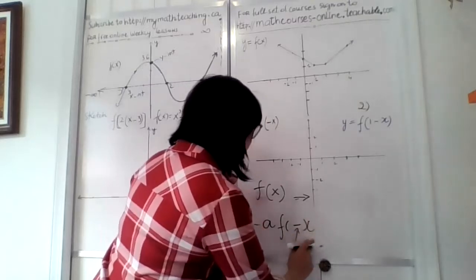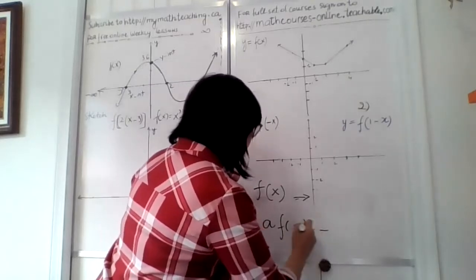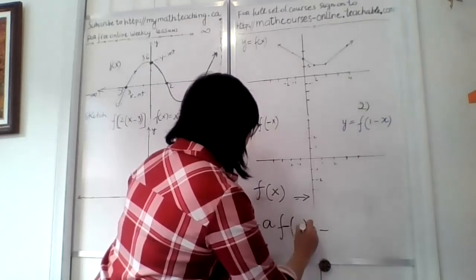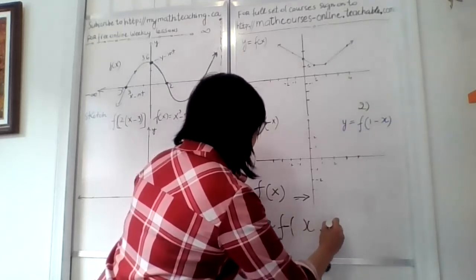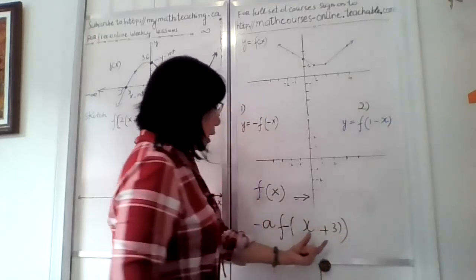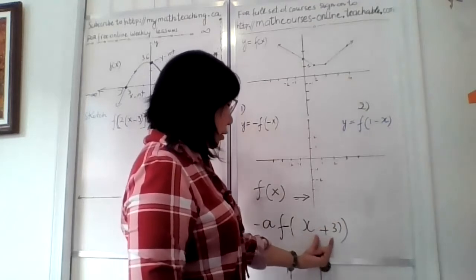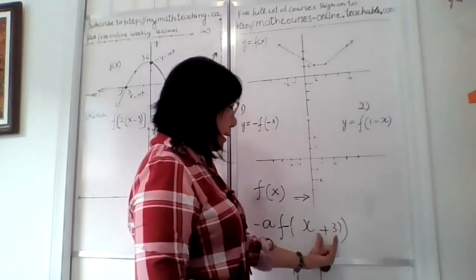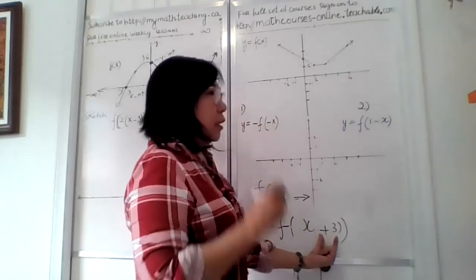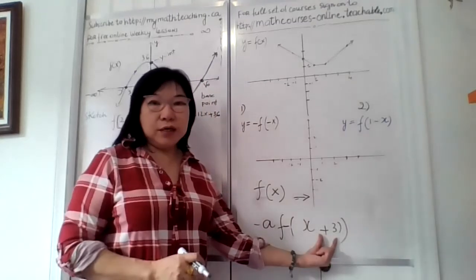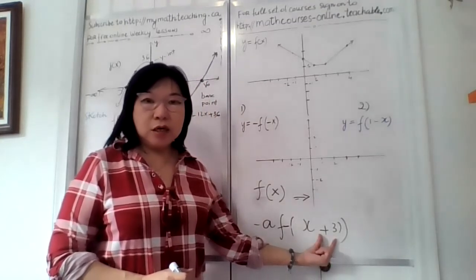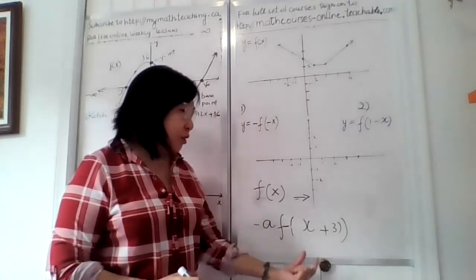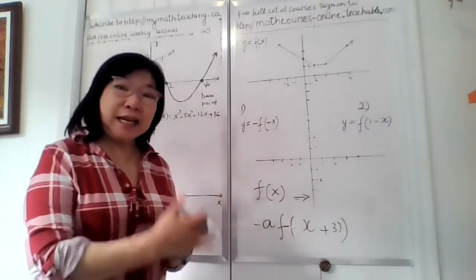Now, further, if you have a plus 3 inside, this tells you that this function moved to the left by 3 units. This kind of notation you already learned in Math 10 about the transformation of quadratic functions. So this is just adding to it.